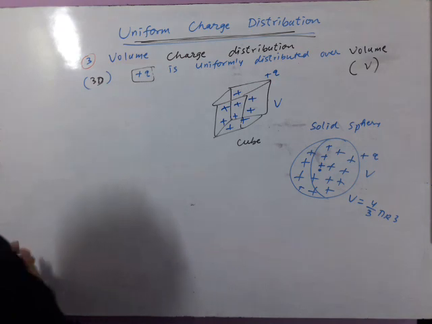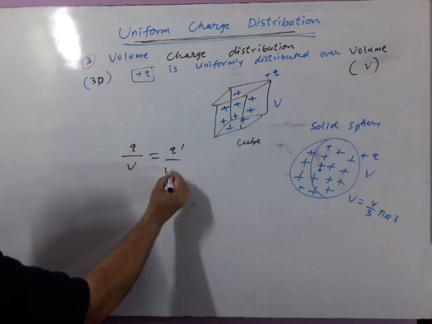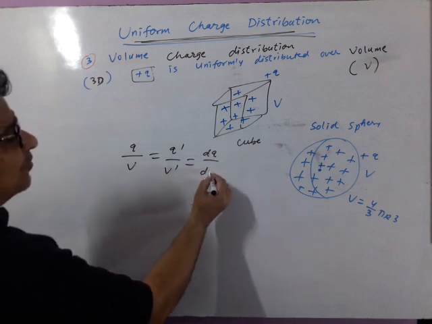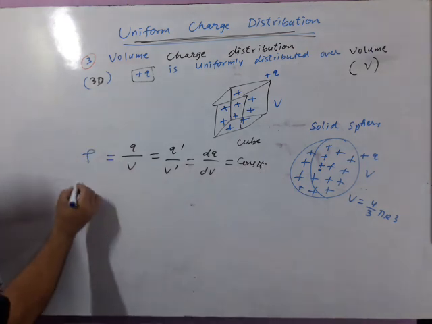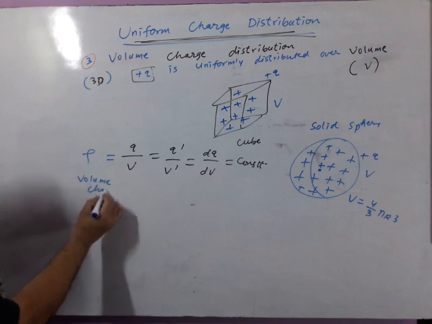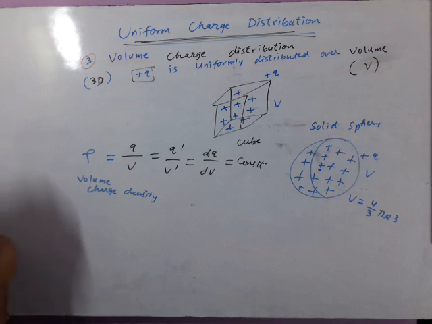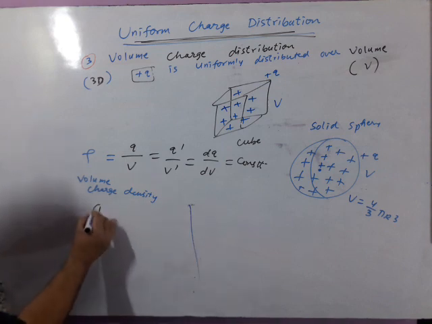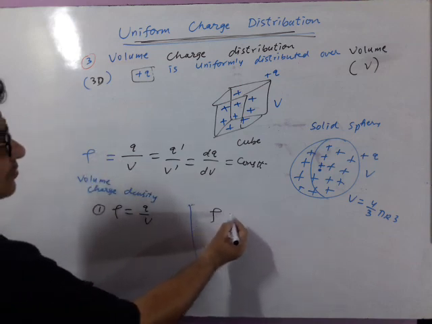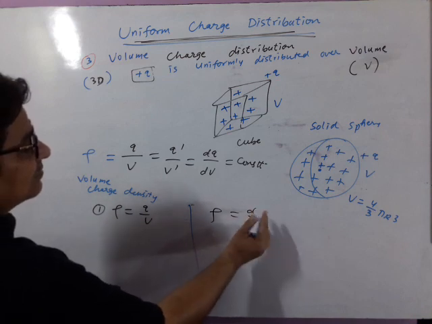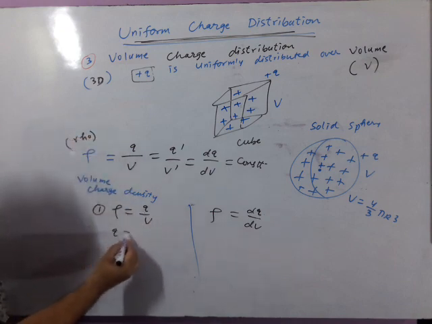Now experimentally it is observed that total charge upon total volume, some other charge upon some other volume, small charge upon small volume, this ratio always remains constant and we name this ratio rho. This is called volume charge density. So again 2 points. First, rho is q by v, and second, rho, the volume charge density, is dq by dv. So you can write q is rho into v.